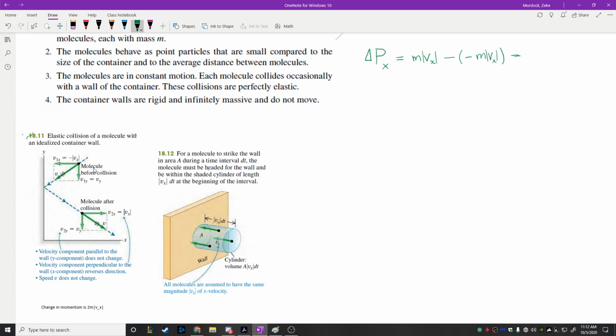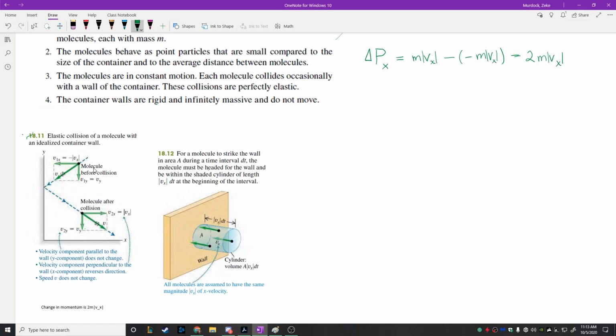And so that's how you get the change in momentum. In this case it's going to be 2 times m times vx, because the negative. It bounces off the wall, and that's the change in momentum of the particle. Okay. Now we're looking at this picture here.